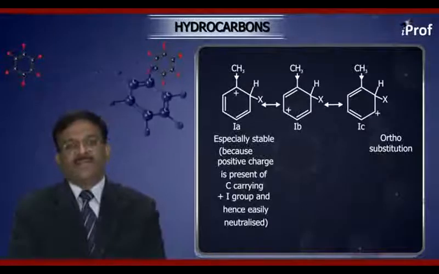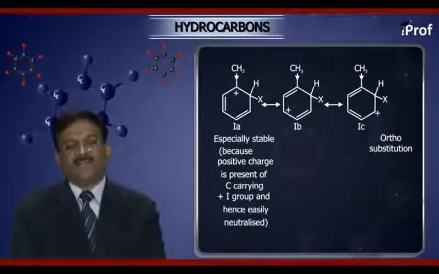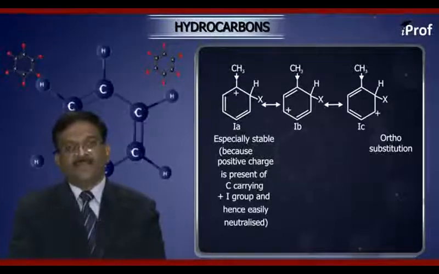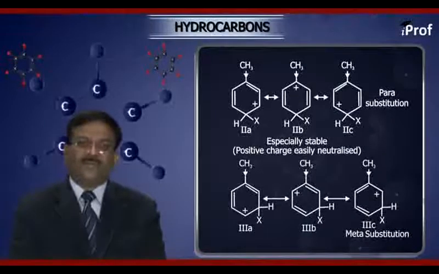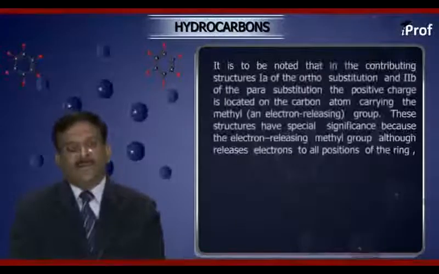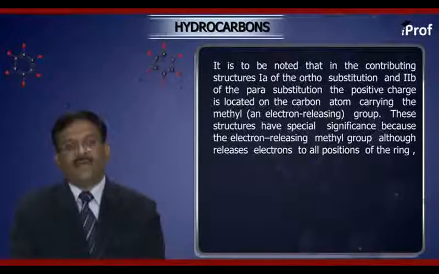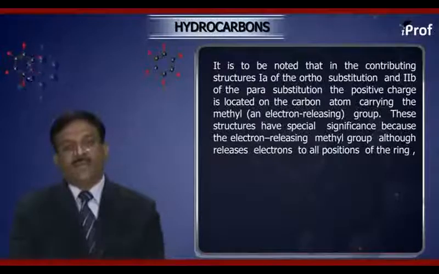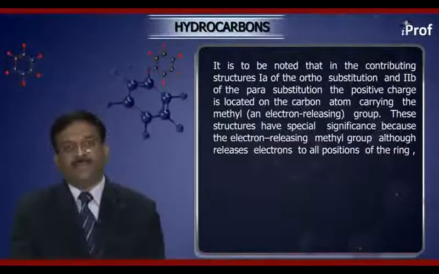1A is especially stable because the positive charge is present on the carbon carrying the plus inductive effect and hence is easily neutralized. This is the ortho substitution, and likewise the para substitution, especially stable, positive charge easily neutralized. It is to be noted that in contributing structures 1A of the ortho substitution and 2B of the para substitution, the positive charge is located on the carbon atom carrying the methyl group.